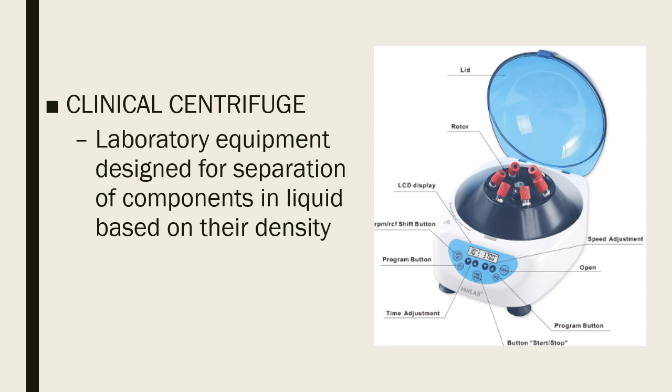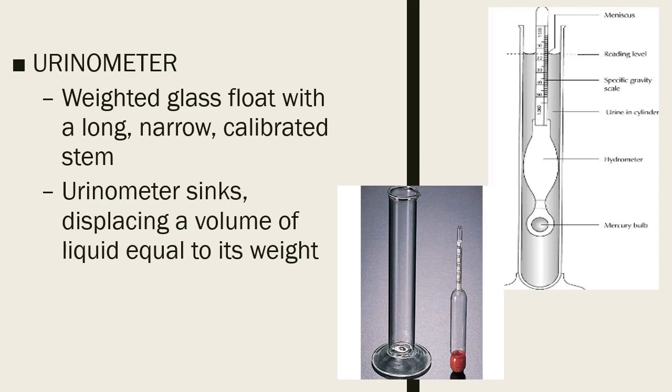Okay, and so of course you have other uses also with that. Moving on, you have your urinometer. And so your urinometer here, accordingly, is a weighted glass float with a long, narrow calibrated stem. And so this one is your stem here. So that is the stem. Okay, and so your urinometer accordingly will sink and will displace a volume of liquid that is equal to its weight.